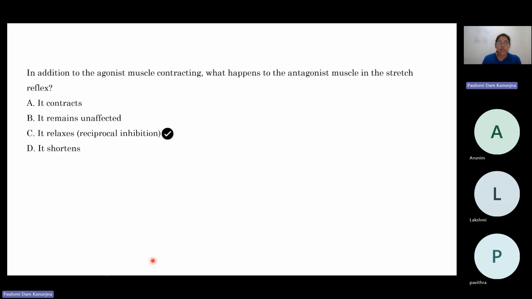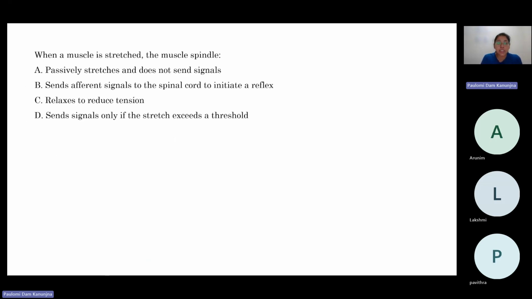Right. Okay. Next question. When a muscle is stressed, what does the muscle spindle do? Simple questions, repetitive questions, yes, but they give you a solid understanding of the topic.